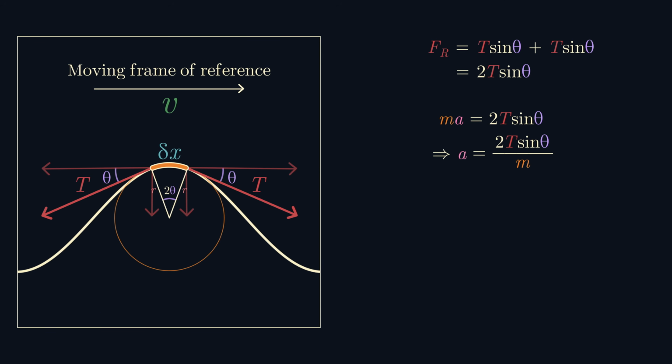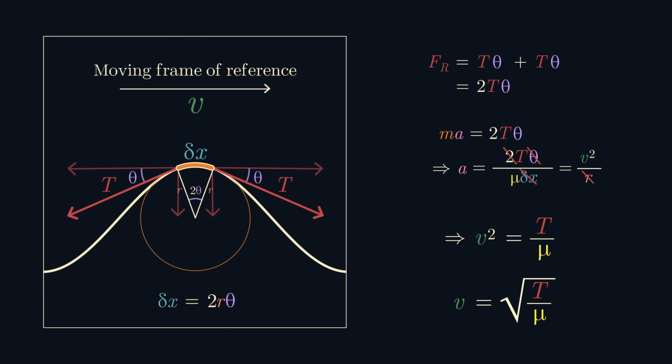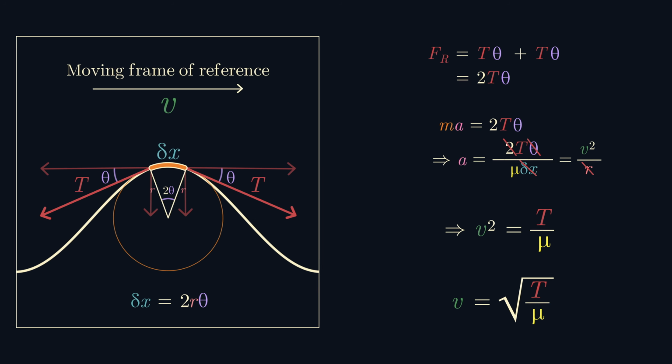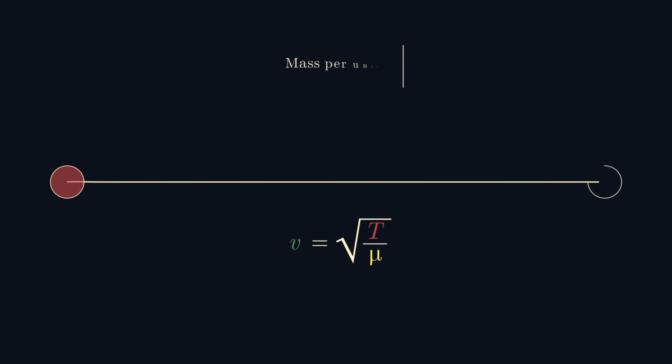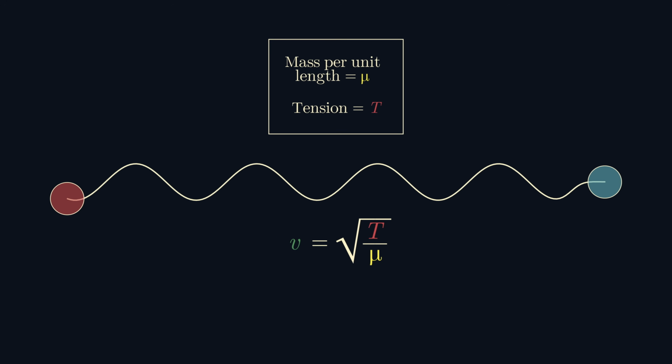Returning to our first expression for acceleration, we can equate these two. If mu is the mass per unit length of the string, then m equals mu delta x. Also, theta is a small angle, so delta x equals 2r theta. But that means we can cancel this from both sides, which leaves us with the well-known equation v squared equals T over mu. So the speed of the wave only depends on the material of the string and the tension in the string. Isn't that just wonderful? And we haven't even done any calculus.